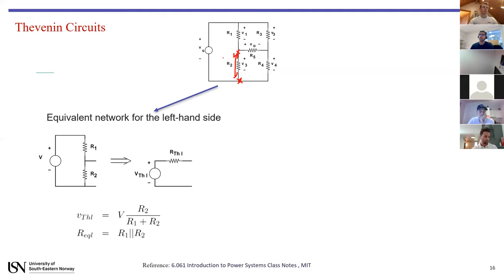From the left-hand side, if you take a look from this way, you can see. When you want to analyze this system, firstly, you have to remove this element. If we take a look at the circuit from this terminal, we have an equivalent voltage and an equivalent resistor, and we can calculate them.